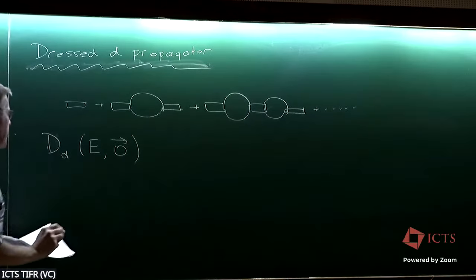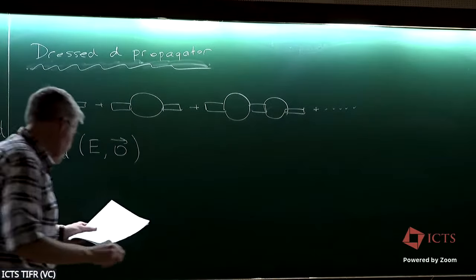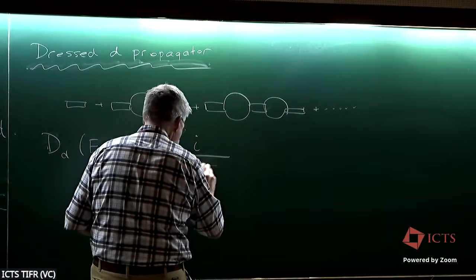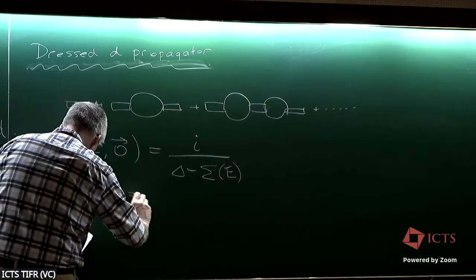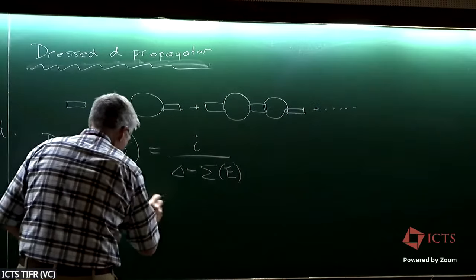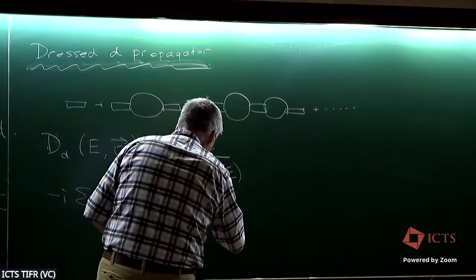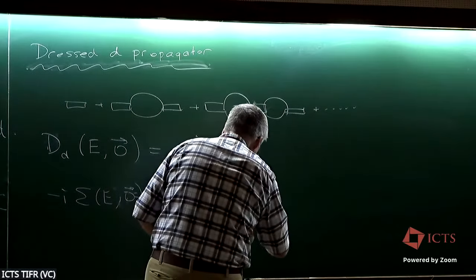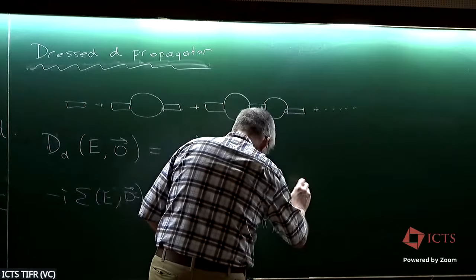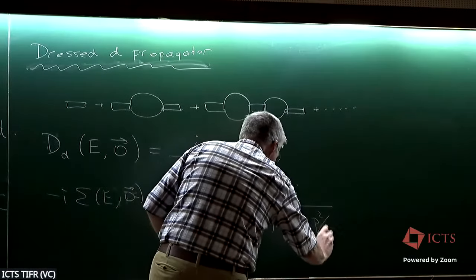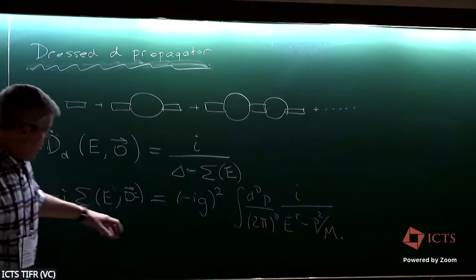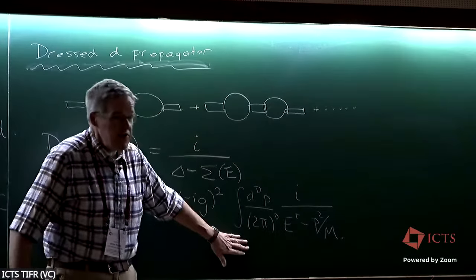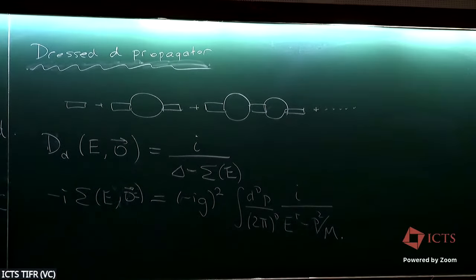If I compute the propagator of this dimer field in its center of mass frame, I'm going to get, where I've defined the self-energy in the center of mass frame to be minus Ig squared times our favorite integral. So now we have a slightly different interpretation for this integral. We're going to think about this as the self-energy of the dimer field.